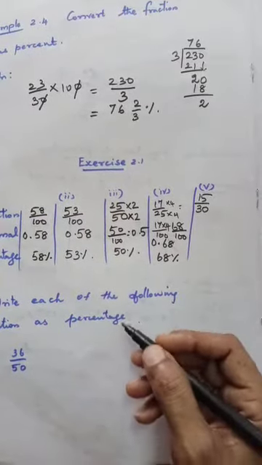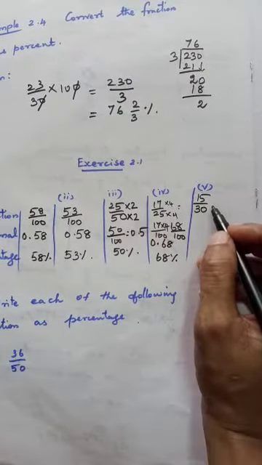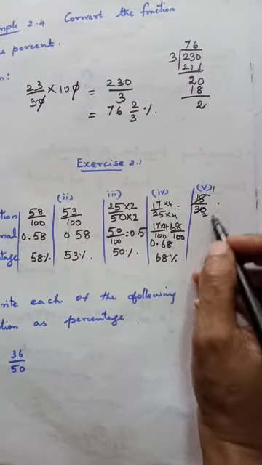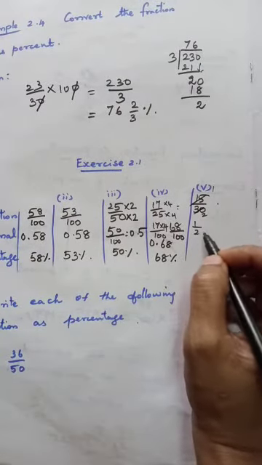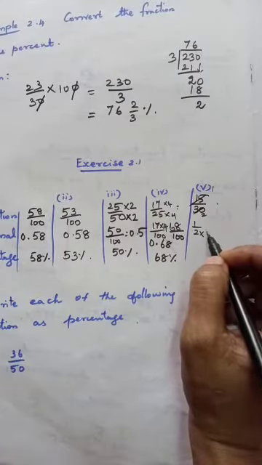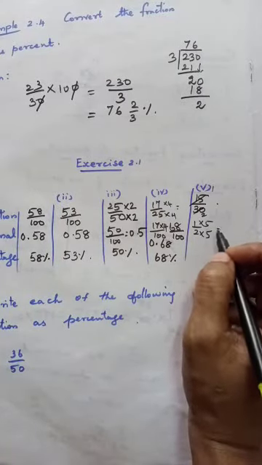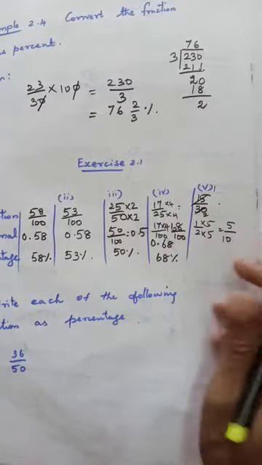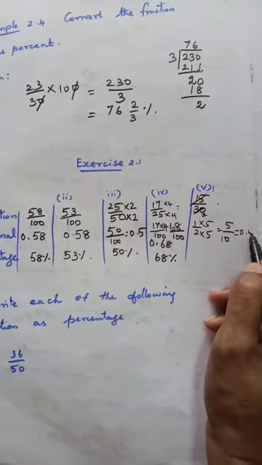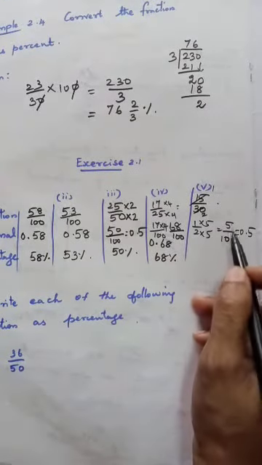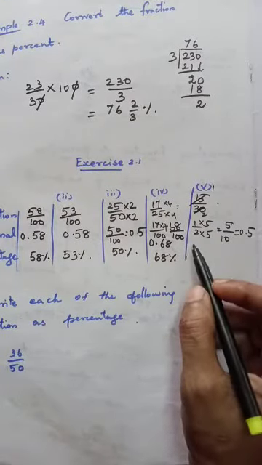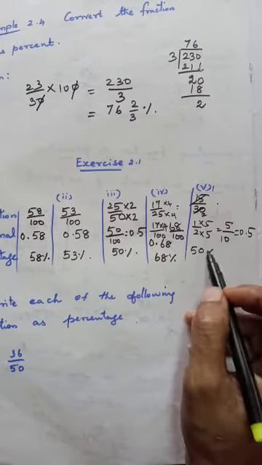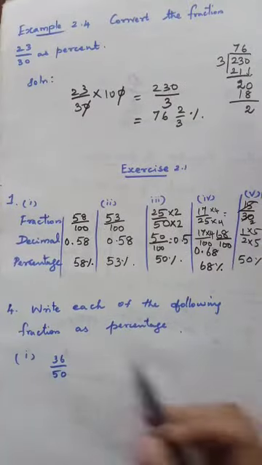Then for the decimal, you have to cancel this: 1 times, here 2 times. So it is 1 by 2. 1 by 2 into 5, isn't it? It will come as 10, no? So 5 by 10. This is the decimal, that is 0.5. You multiply both by 10, it will come as 50 by 100. So it is 50%.